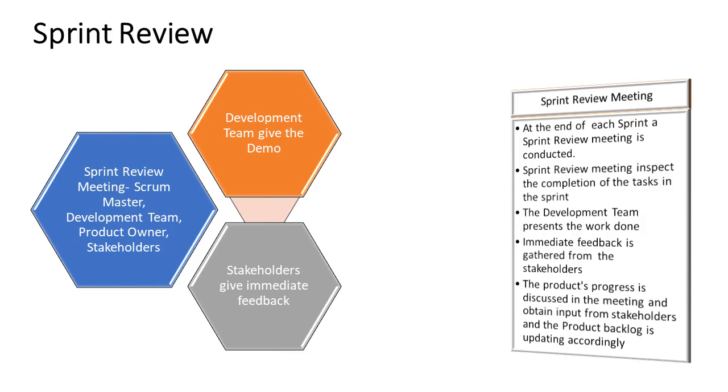The development team demonstrates what has been accomplished, explaining any changes or challenges faced, and discussing how they address them. The product owner then reviews the product backlog, updating stakeholders on progress, discussing what was achieved, and making adjustments based on feedback. The sprint review is a collaborative event focused not only on reviewing completed work but also on gathering insights that may influence future sprints.